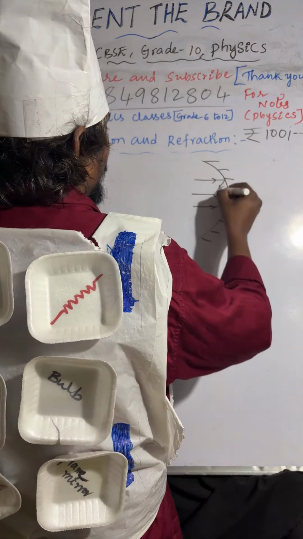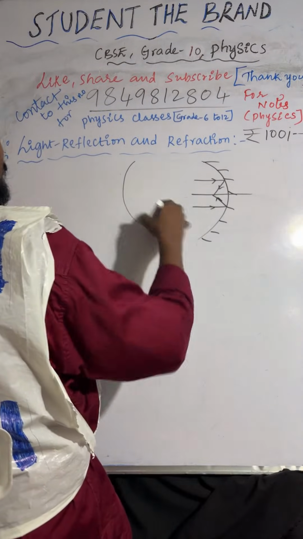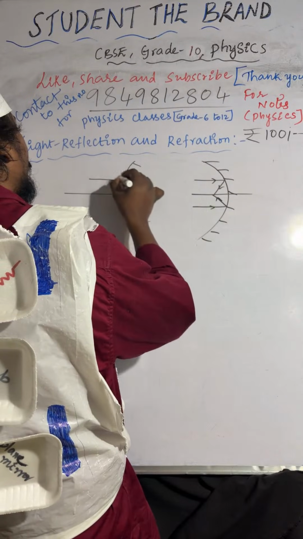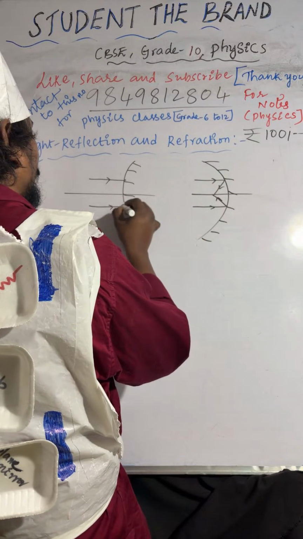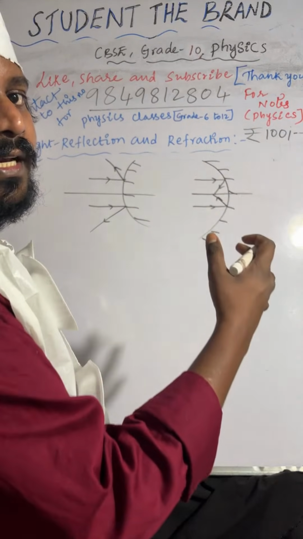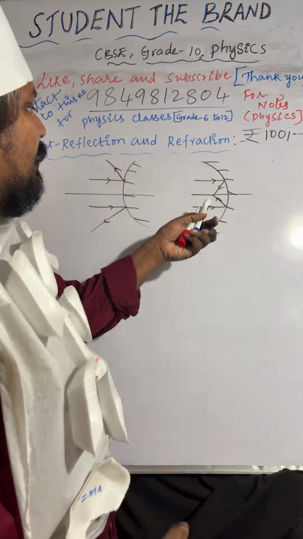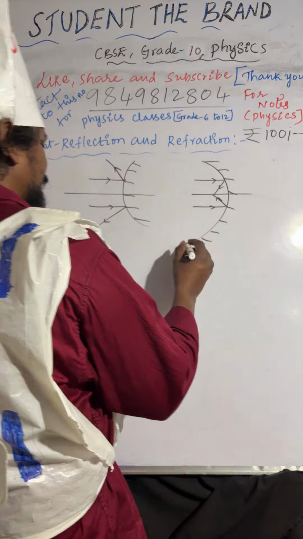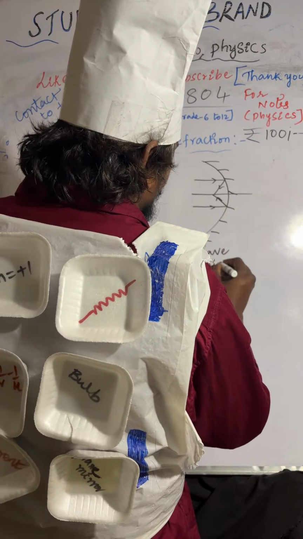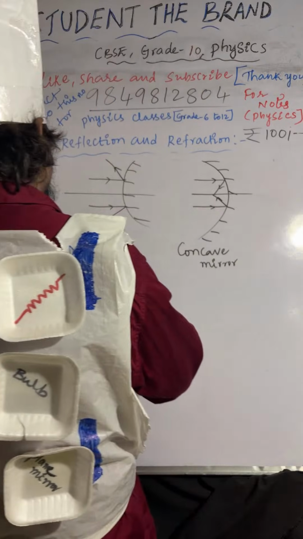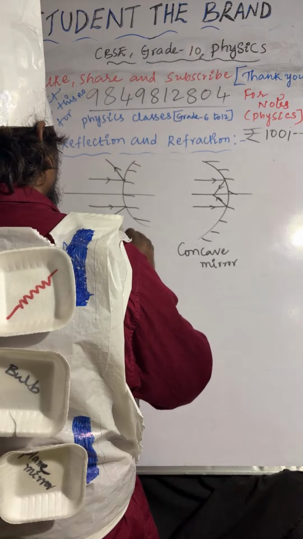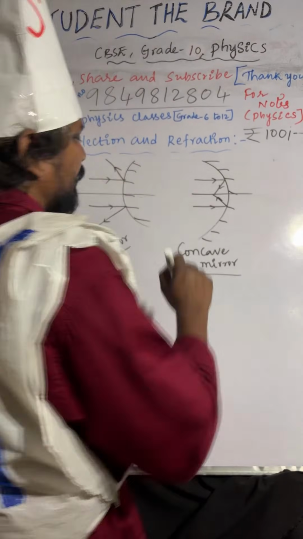Here, if you observe, whenever light rays are incident on the other one, after reflection those light rays are moving away from it. Here you can observe, in this case, after reflection those light rays are coming closer. So this is called concave mirror. And this one is a convex mirror. So concave mirror and convex mirror.